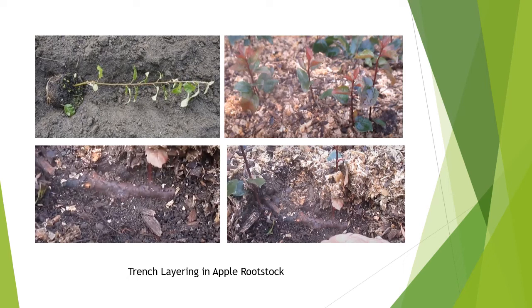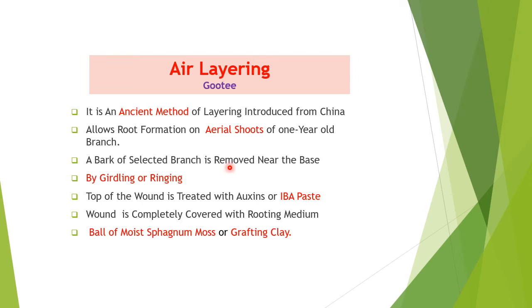Then the last one is called air layering. As you know, so far we have discussed soil layering. In soil layering, we have seen only when the plant branch is put in the soil underground and covered with the soil, covered with the sawdust. But here in air layering, you are taking an aerial branch.